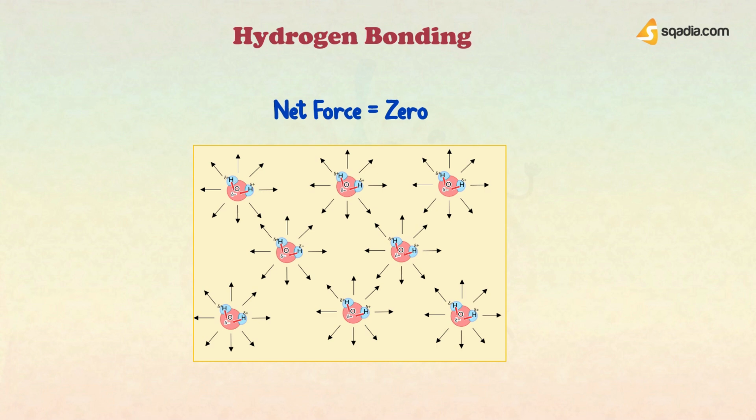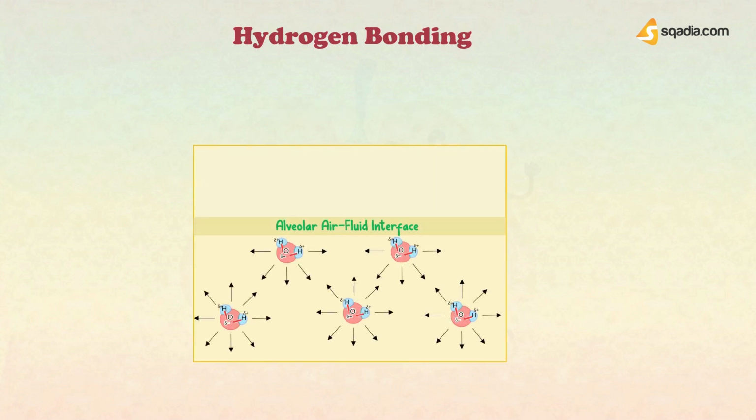While at the alveolar air-fluid interface, these forces are unbalanced, because water molecules are not surrounded by other water molecules from all sides, so the net force is not zero here. Rather, these molecules on the surface will pull each other closer, hence shrinking to the smallest surface area. This force is called surface tension. That tends to collapse the alveoli.